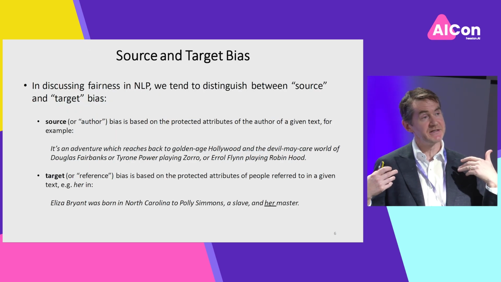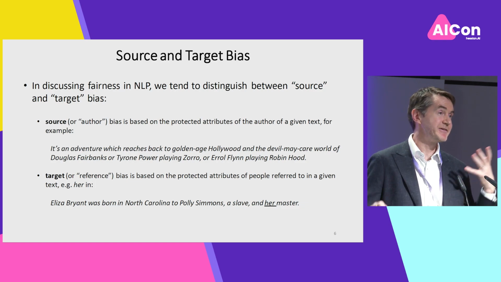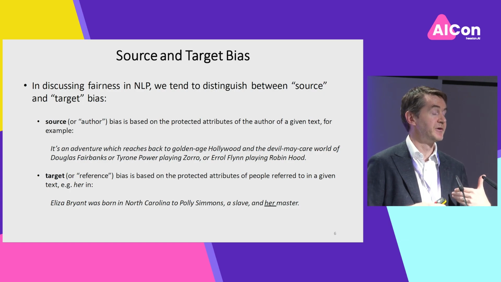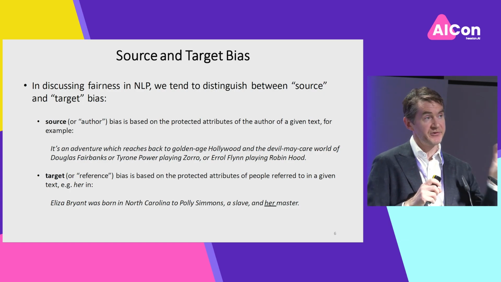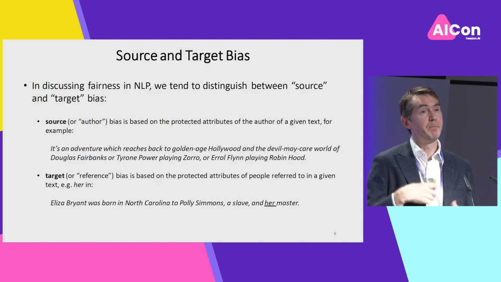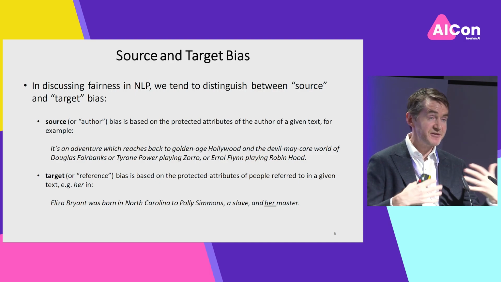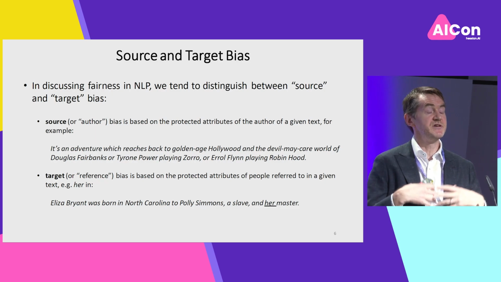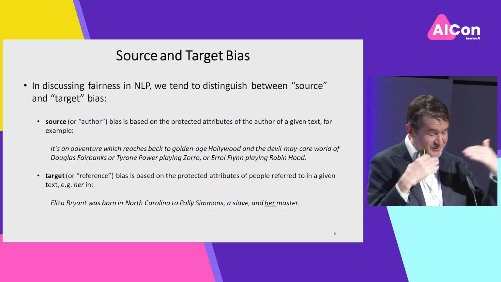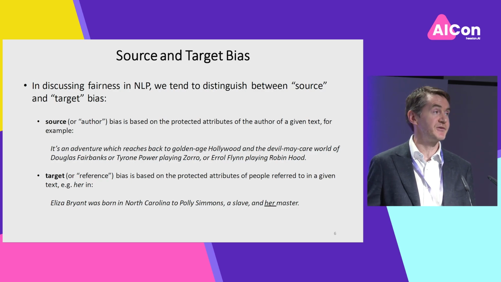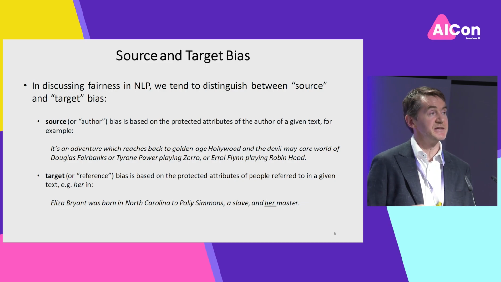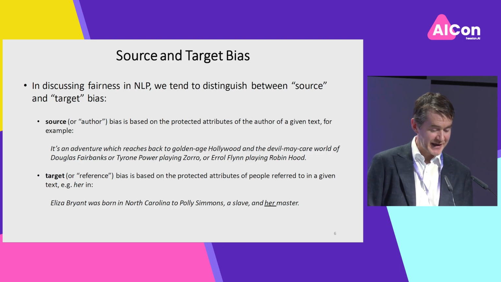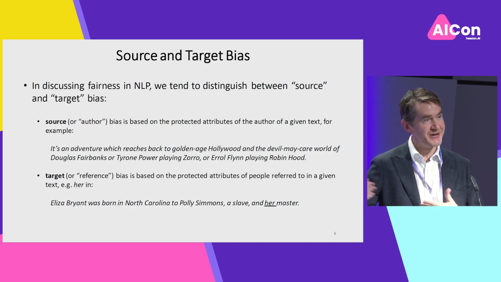Just by way of background, I mentioned this briefly. We tend to talk about source bias, as in who wrote this thing. That would generally not be represented explicitly in the text, but there are all sorts of subtle, maybe sociolinguistic signals, maybe more overt signals in terms of the content, which allow us to, to varying levels of certainty, make predictions about certain attributes at least, maybe not quite the identity, but certain attributes of the author. So for this particular example, it's an adventure which reaches back to etc.